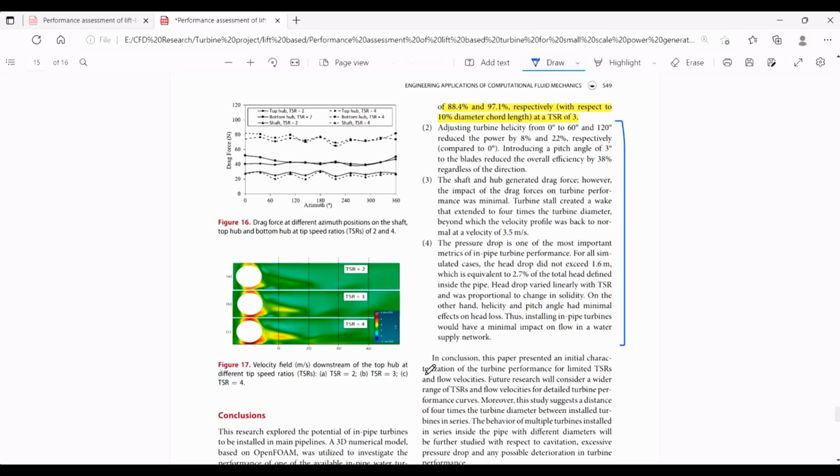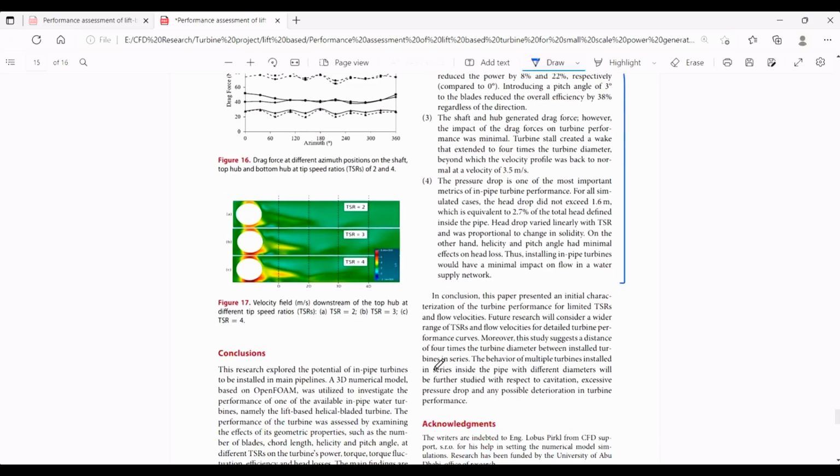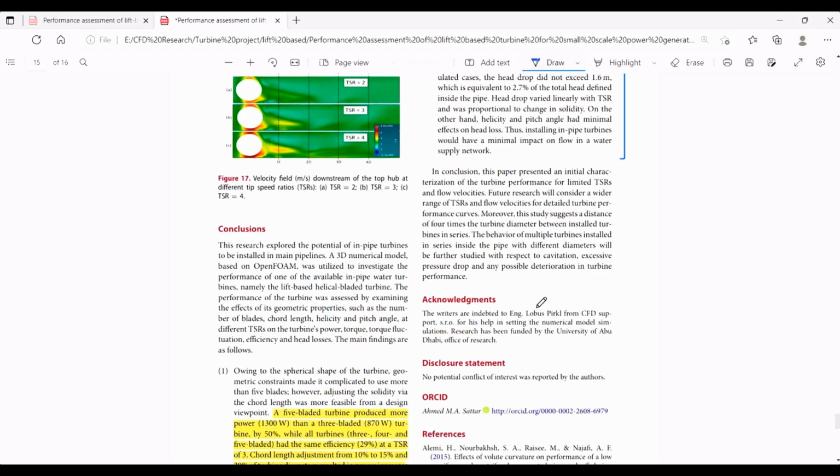And we also looked at the pressure drop and the wake generated by the overall turbine. So that's an end to the paper.